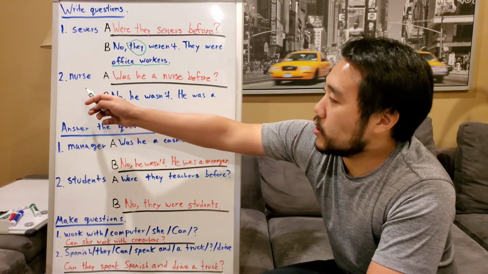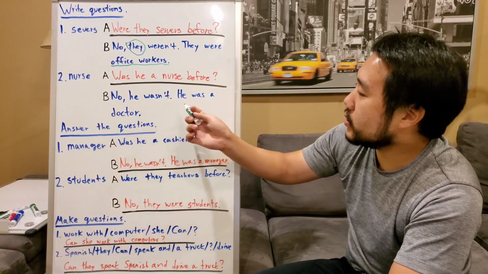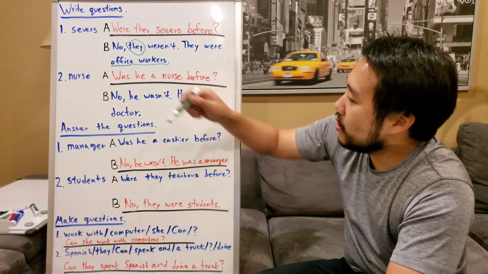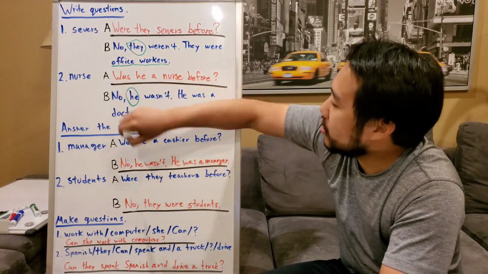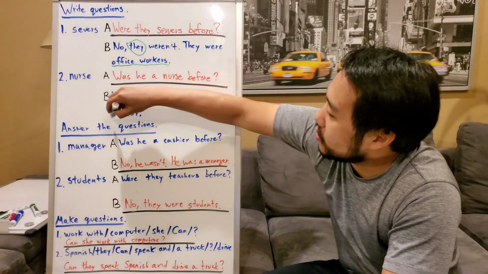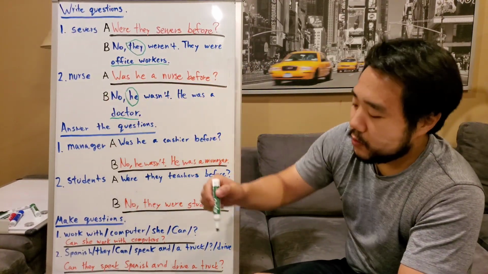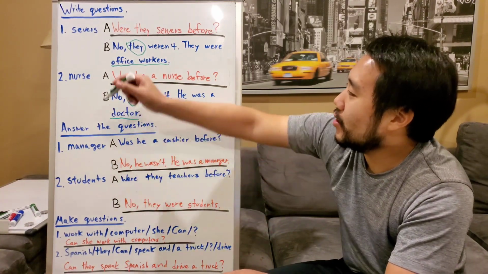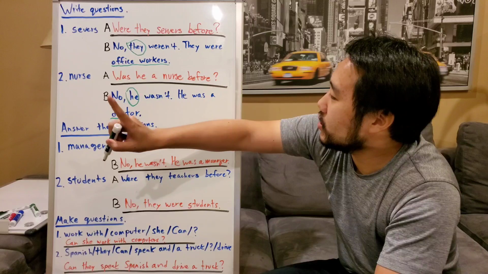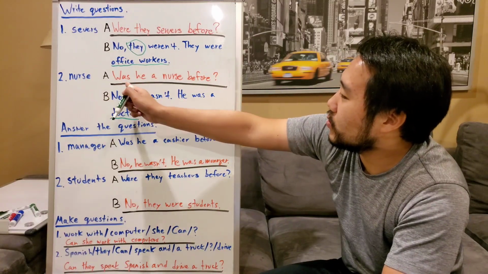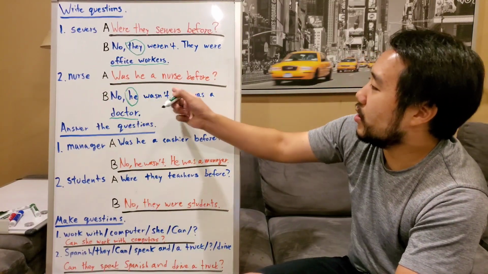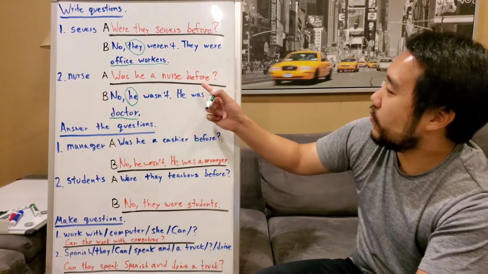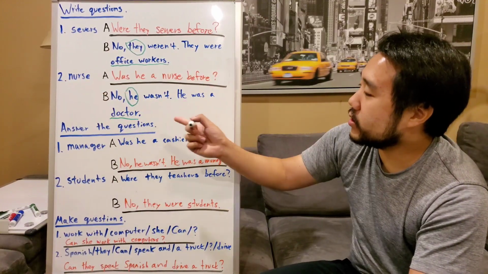And now the occupation nurse. No, he wasn't. He was a doctor. Subject is a he. And then he was a doctor. So in the past, he was a doctor instead of the nurse. So the question we have to ask is, so it's one person. The subject is a he. So we have to use was. So was he a nurse before? No, he wasn't. He was a doctor.